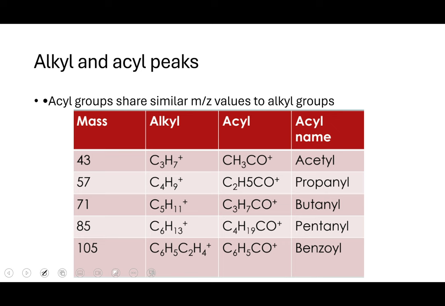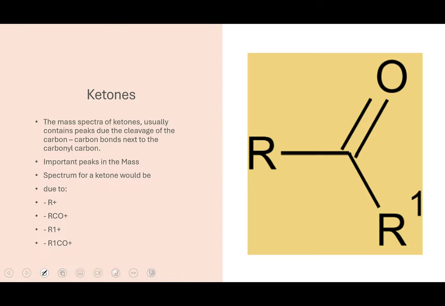Because if you're dealing with an alkyl compound or a type of carbonyl compound, like this, if we have the creation of an alkyl group or acyl group, it is important not to mix them up. We're going to have examples looking at why we have to look at these and what we mean by this. So if we're looking at something like a ketone, the mass spectra of ketones usually contain peaks due to the cleavage of the carbon-carbon bond next to the carbonyl carbon. So we can either have a split here or a split here. Makes sense. So we can either have R plus peaks.